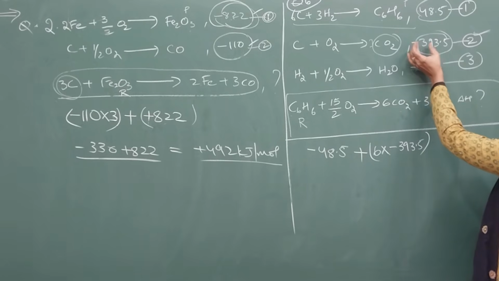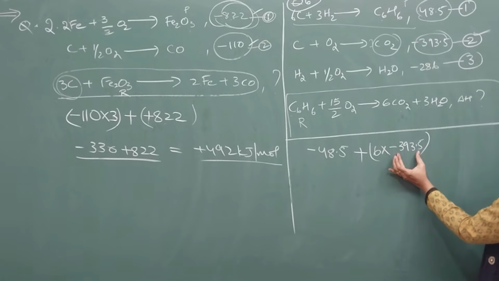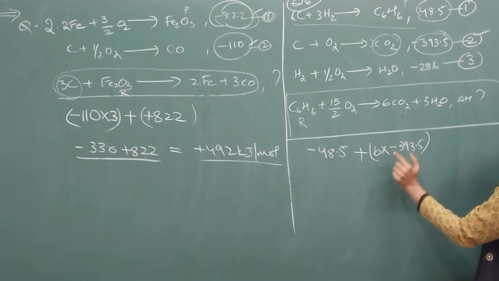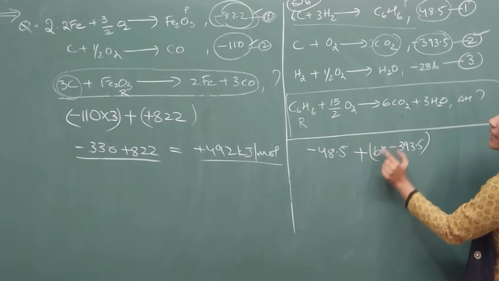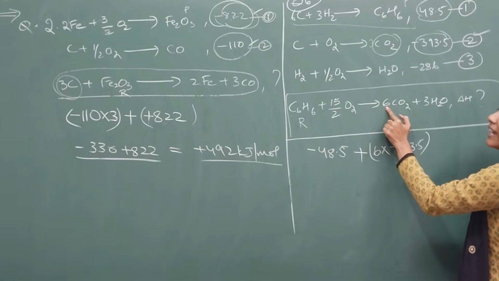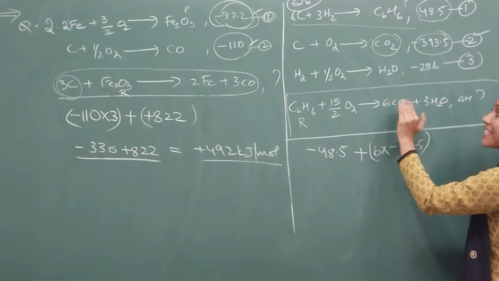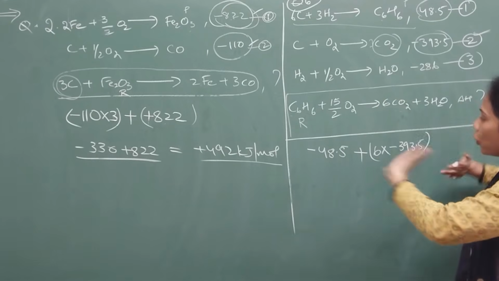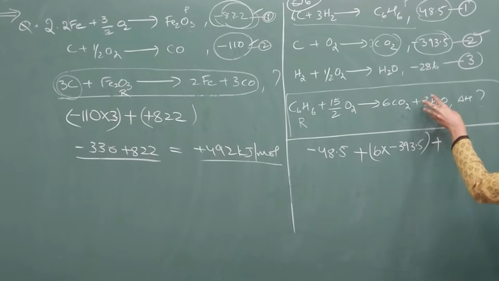Same value with the sign I took as it is. Why? Because the position is same. Product side, product side. But why did I multiply with 6 here? Because in my desired equation, I have a coefficient 6 beside carbon dioxide. Don't forget to multiply. That's very important. Okay, so carbon dioxide's over. Plus one more, what is there?